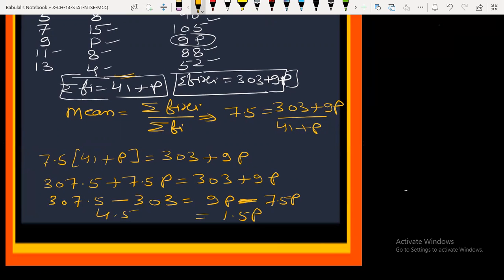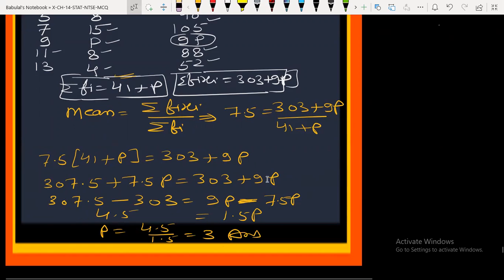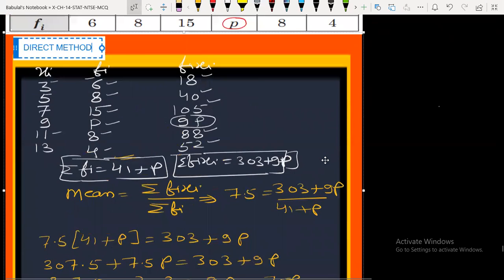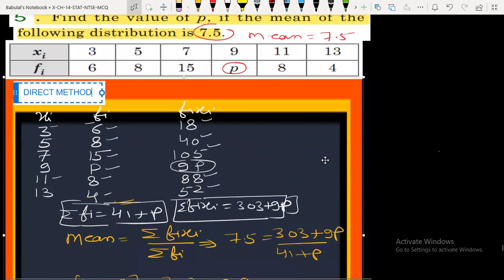So p is equal to 4.5 upon 1.5, that is 3. Answer. So what is the value of p here? It is 3. So using this method, putting the values, we get the value of p here. So this is the way of calculating the value of p, means calculating frequency.